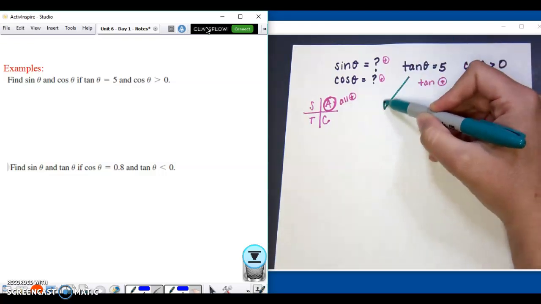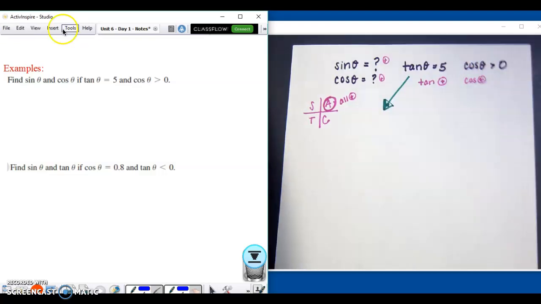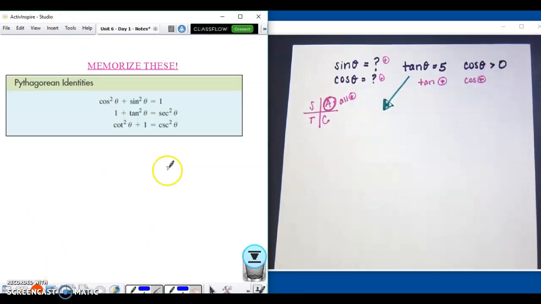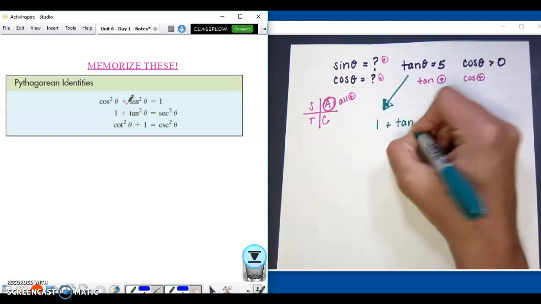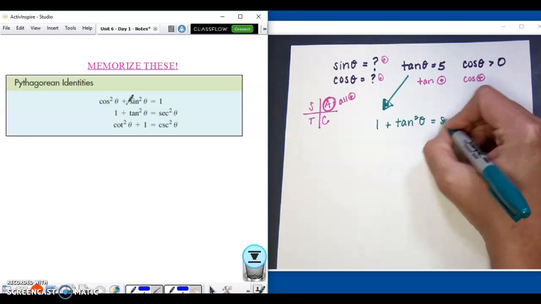And I'm going to use my Pythagorean identities. I'm going to go back to my Pythagorean identities just so you can see them. The Pythagorean identity that has tangent in it would be the second one. So I'm going to use the second formula, 1 plus tangent squared theta is equal to secant squared theta.